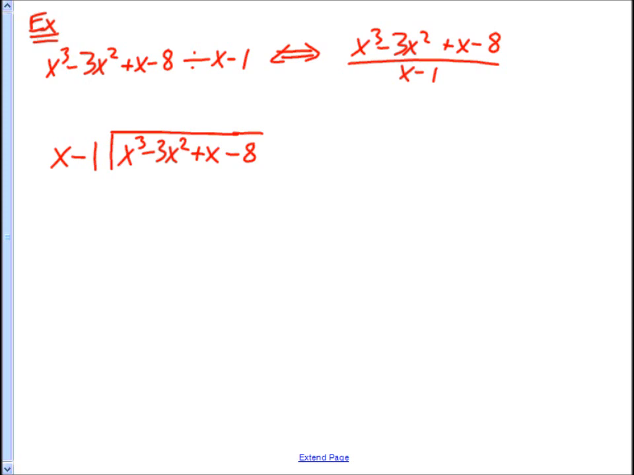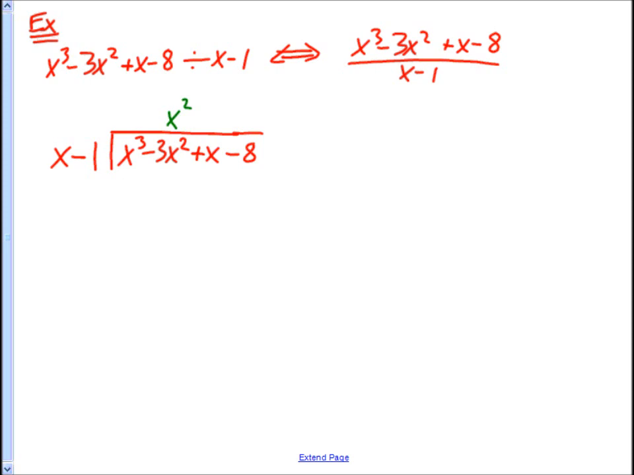Okay? So then we say, all right, what times x gives us x cubed? What times x gives us x cubed? And of course, that would be x squared. And I put it right over the other x squared, over that same degree in the dividend there.